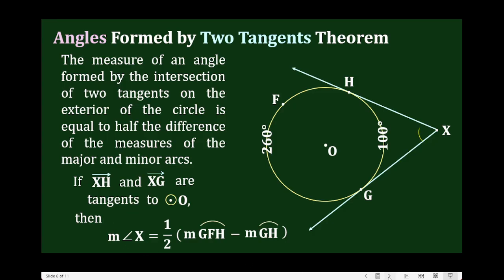So that is 260 minus 100. Taking the difference of these two, that is 160, and half of 160 will give you 80 degrees, which is the measure of angle X.